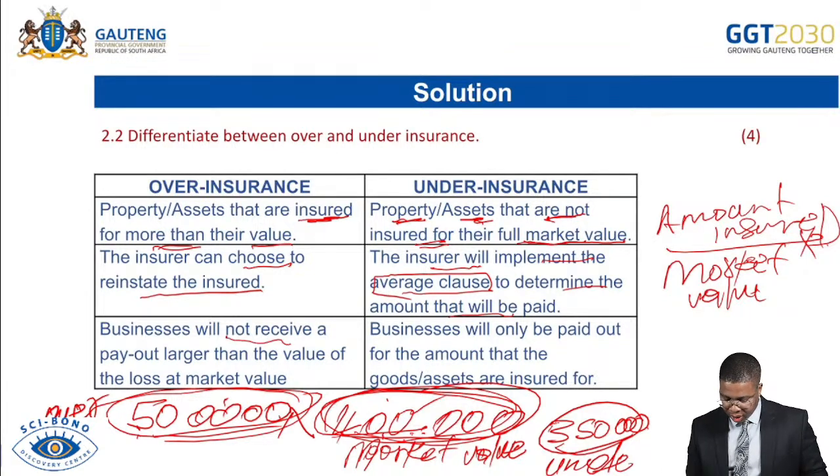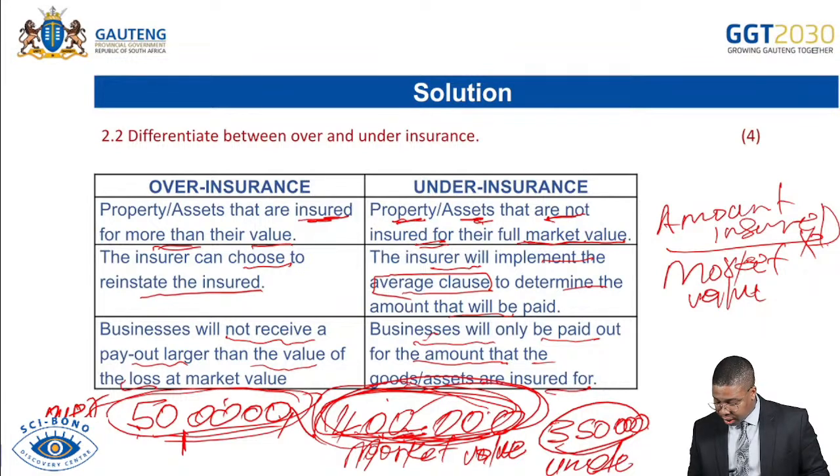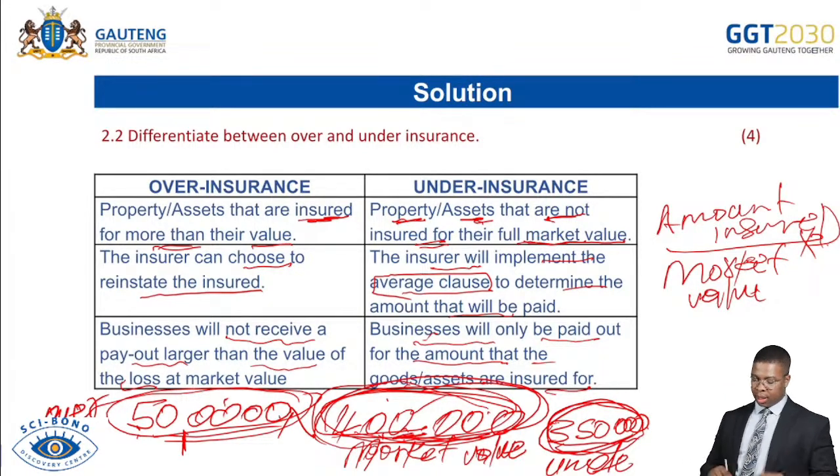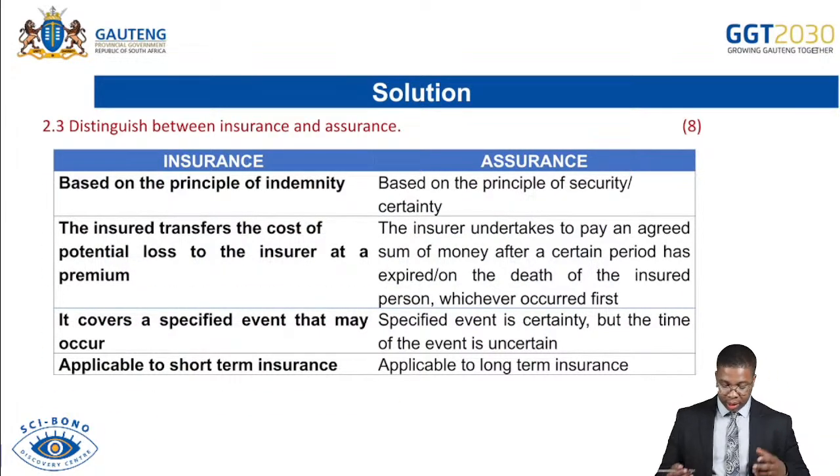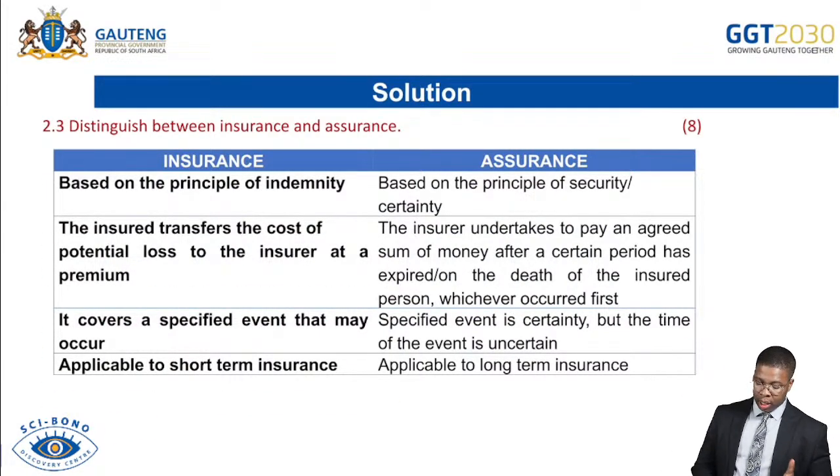And then businesses will not receive a payout larger than the value of the loss. So the value of the loss might be 400,000, so they're not going to receive 500,000. They're only going to receive the 400,000. And then businesses will only be paid out the amount that the goods or assets were insured for. Therefore, they're going to be paid a damage equivalent to 350,000. Then that is that. Then let us look into the other part, which is the differences between insurance and assurance.